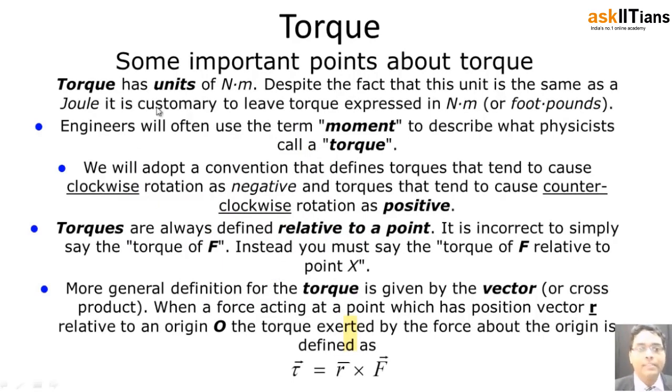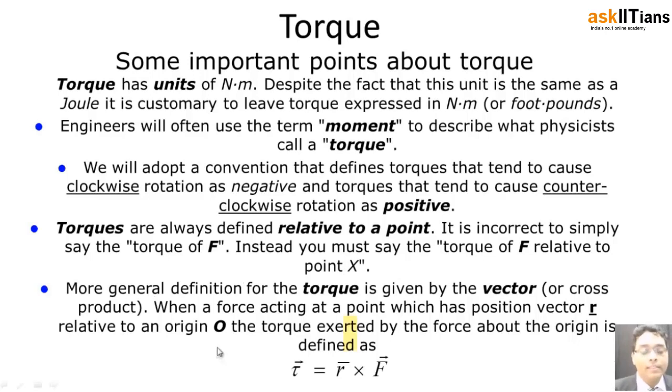Taking this further, we'll say that torque has units of newton meter, the same units as the units of work. Mind you, work is a scalar quantity, torque is a vector quantity. Right? Engineers will often use the term moment and physicists will be using torque. We will adopt a convention that defines torques that tend to cause clockwise rotation as negative and torques that tend to cause counterclockwise rotation as positive. This is just a convention. You can use the opposite convention as well, but you have to stick to your convention. Further, torques are always defined relative to a point. If you do not find out the torque with regard to a particular point, you cannot really explicitly define what exactly is the value of torque.